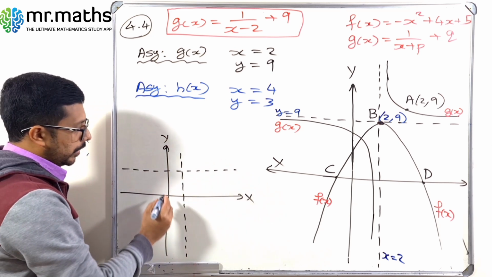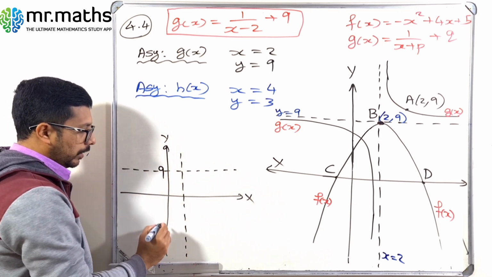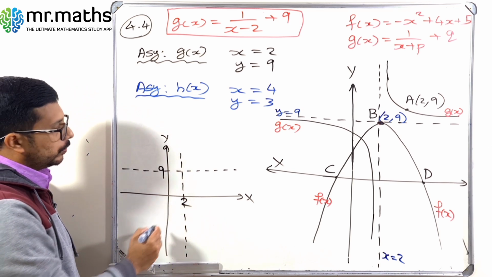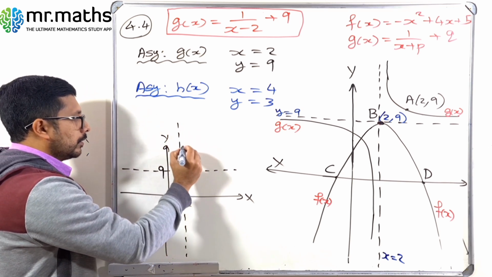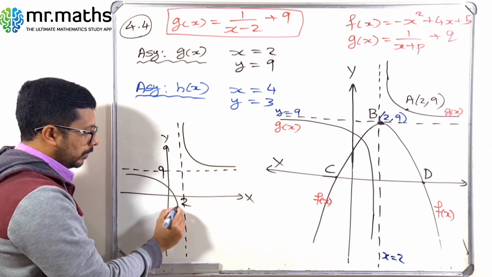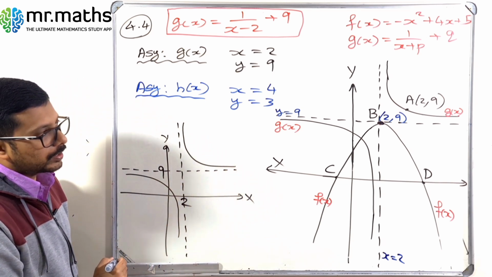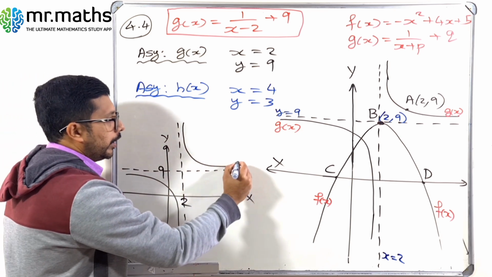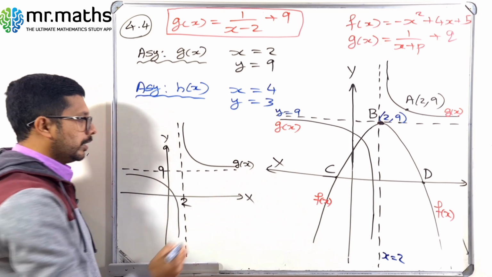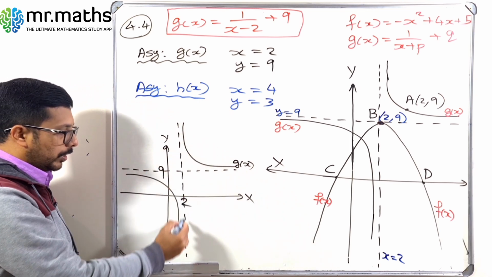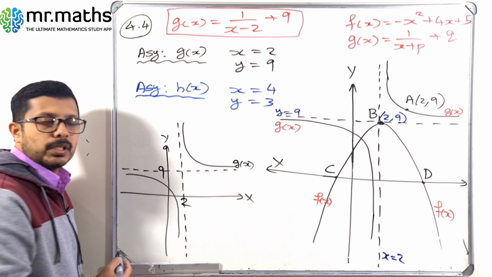So these are the asymptotes. Here y is equal to 9 and this one is 2. Okay, and now the graph is like this. Am I right? This is the given graph g of x. Vertical asymptote is 2 and horizontal asymptote is 9.